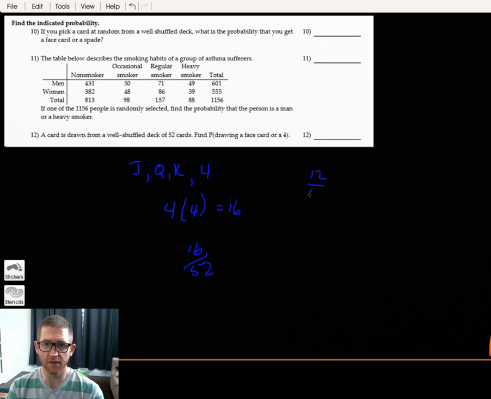Or you could say, what's the probability of drawing a face card? That's 12 out of 52. And the probability of drawing a 4? There are 4 4s out of 52. Then subtract the overlap. There are 0 4s that are face cards, so it equals 16 out of 52. Either way you slice it, it's 16 out of 52. You can leave that as a fraction or write the decimal equivalent. It doesn't matter.